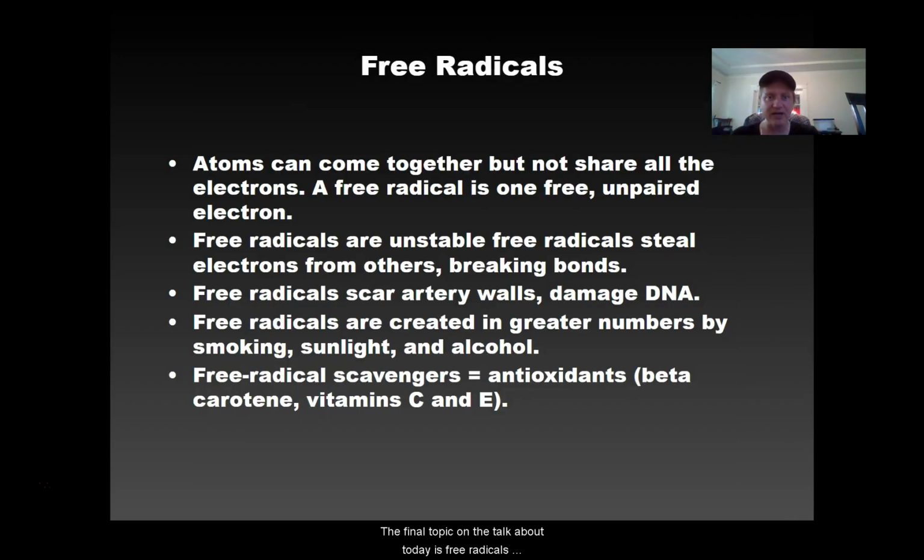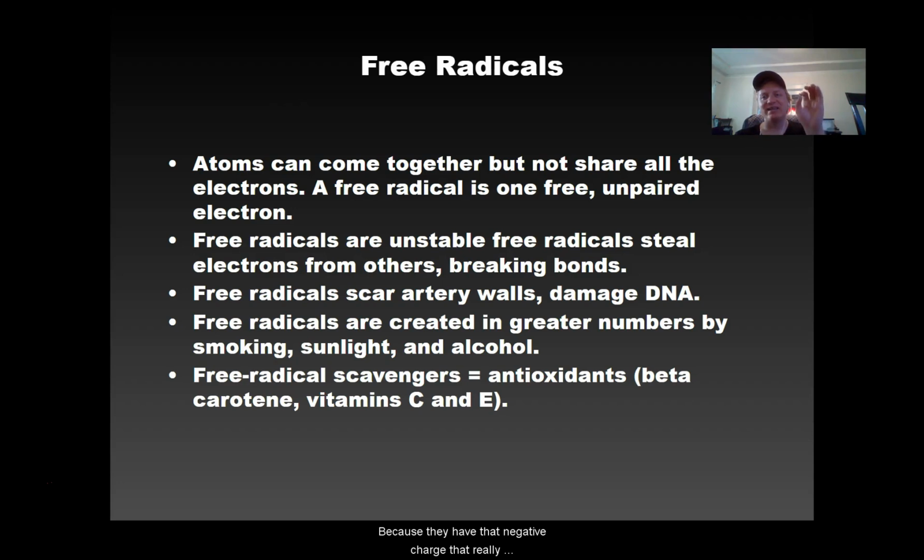The final topic I'm going to talk about today is free radicals. I'm sorry, there's way too much text here. Basically what happens with a free radical is you wind up with electrons that are not paired up. Okay? Because they are not paired up, they are quite unstable. So free radicals don't last for very long in nature, but what they do is they mess up your DNA.